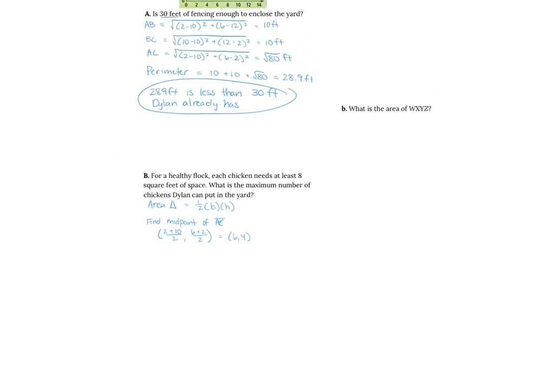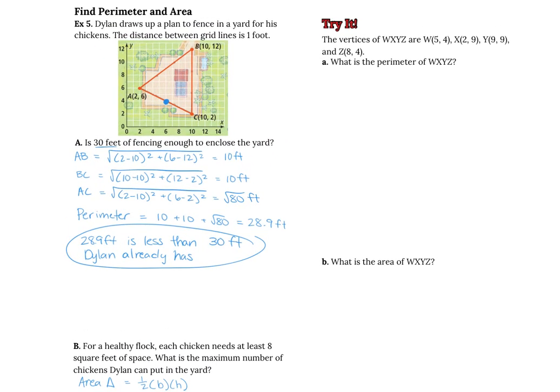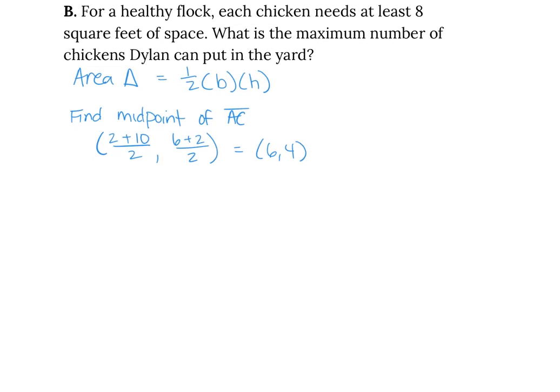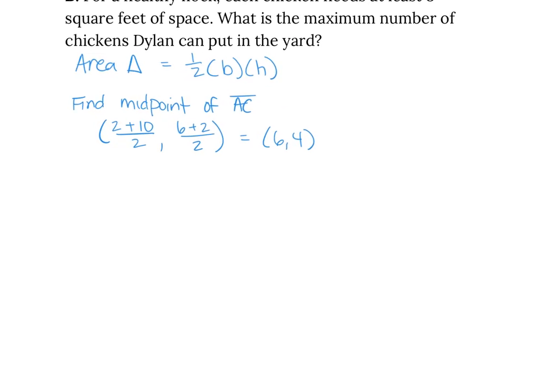Okay, to find our height, then we want to find the distance between B and that new point that we just found, our midpoint. So I'm going to find my distance between B and that new point. You can go ahead and call that point X. So BX. Okay, once I calculate that, I get square root of 80. Now I can use that to find my area.